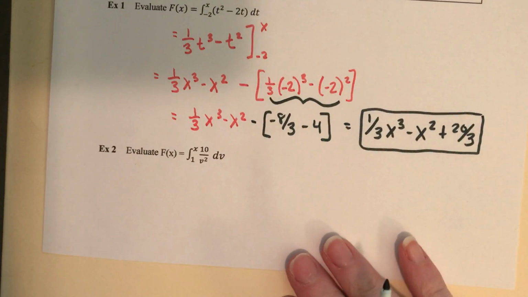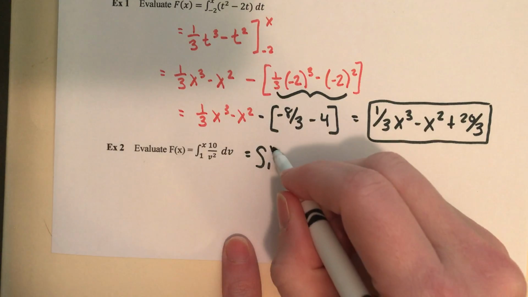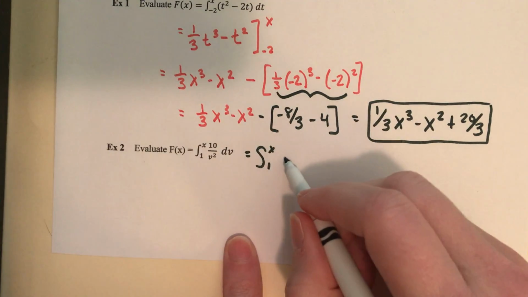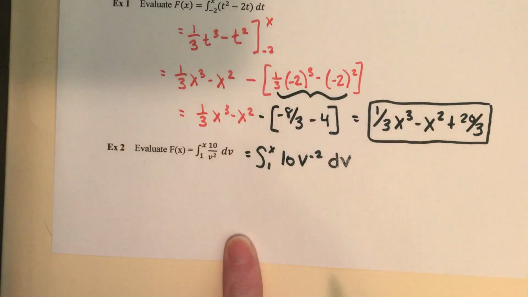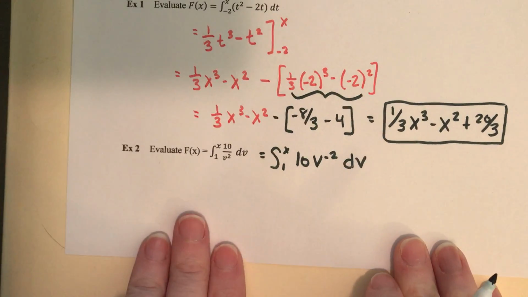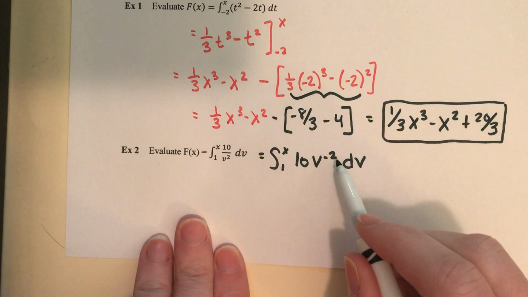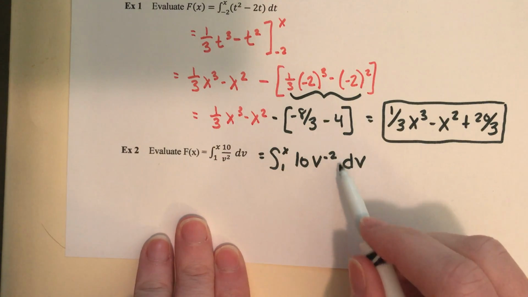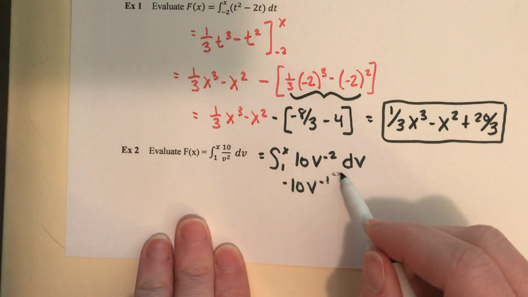Okay, moving on to number 2. So number 2 I'm going to rewrite first because 10 over v squared I can write as 10v to the negative second dv. First thing, we're going to take the integral. So I'm going to add and divide. If I add 1 to negative 2, I get negative 1. If I divide by that, I get negative 10v to the negative first.